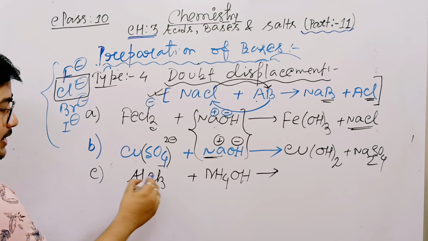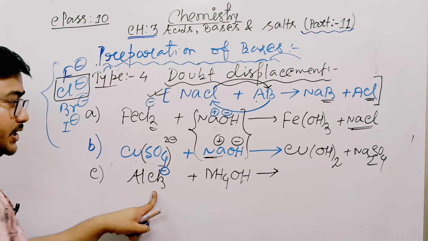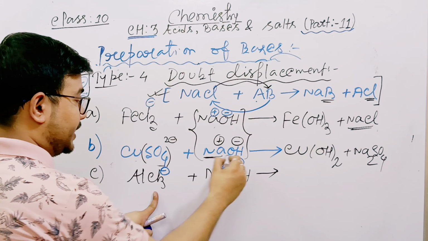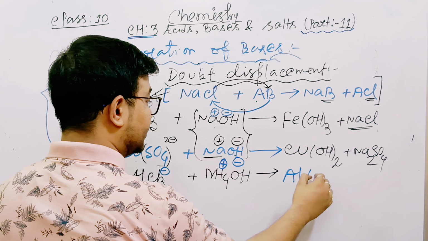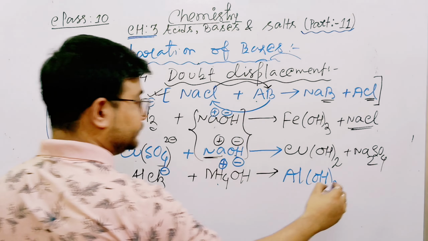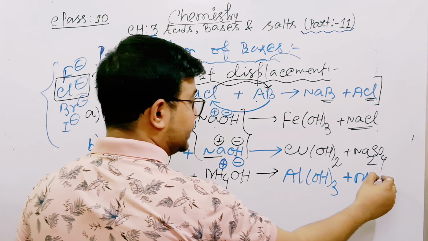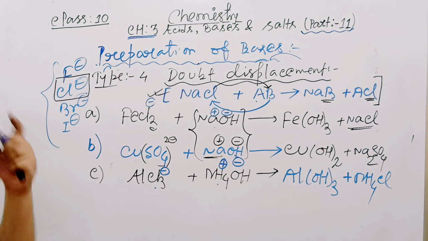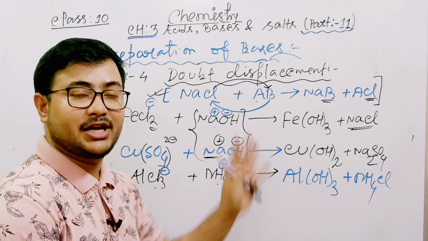So here how many negative? Cl negative, all of you know. So how many negative? 3. So NH4 plus OH minus. Tell me how many OH is required here? 3 OH are required here. So NH4 is left, and here Cl is left. So NH4Cl, ammonium chloride. So this is all about the double displacement reaction.